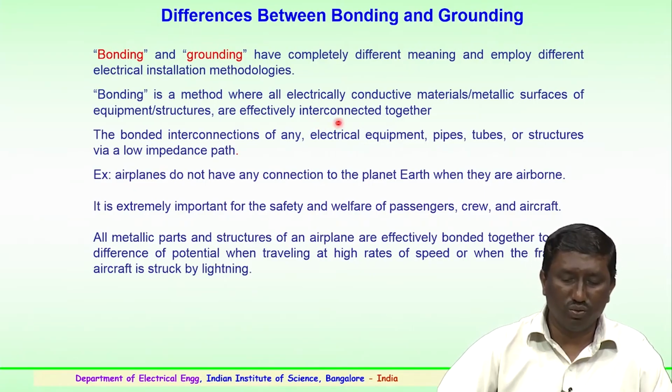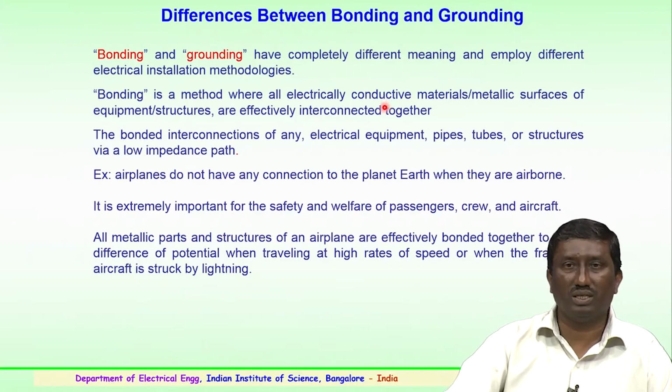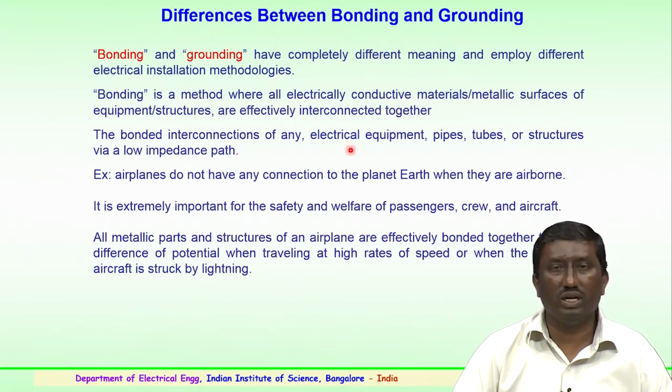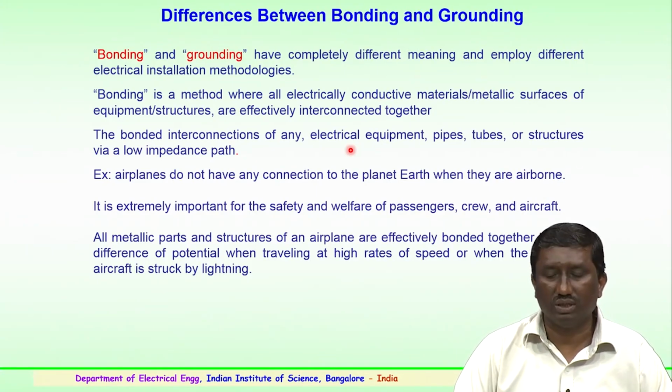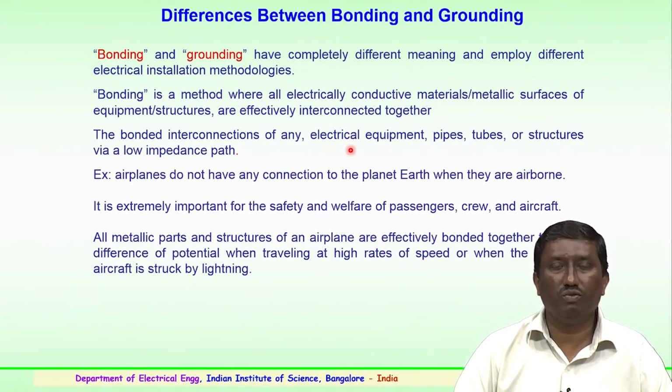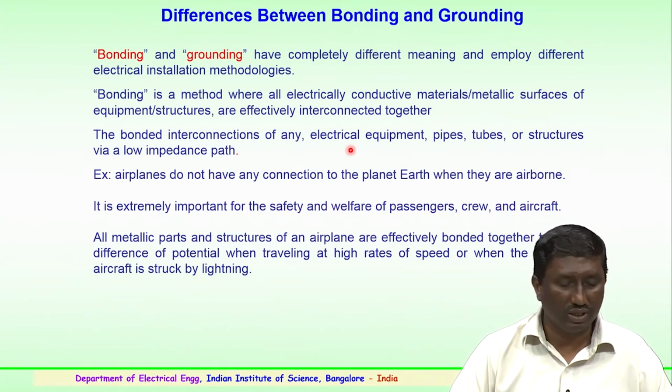This is the point to be noted here. All the metallic parts have to be properly interconnected. The bonded interconnections of any electrical equipment like pipes, tubes or structures should be via a low impedance path, where it should be a very low resistive path.